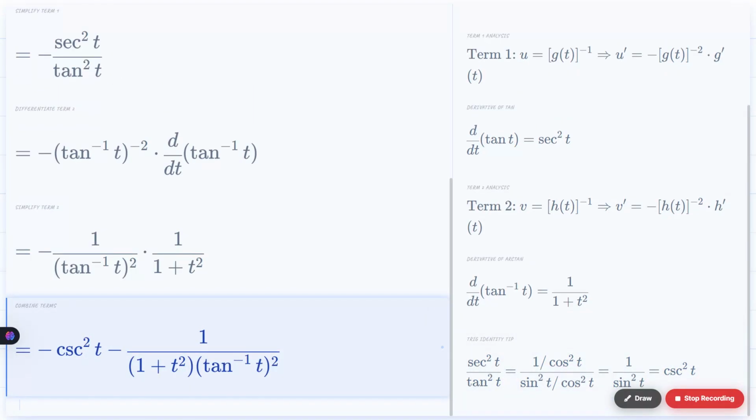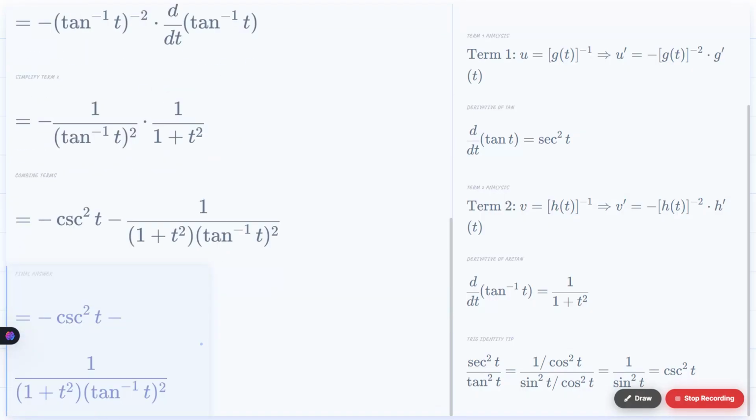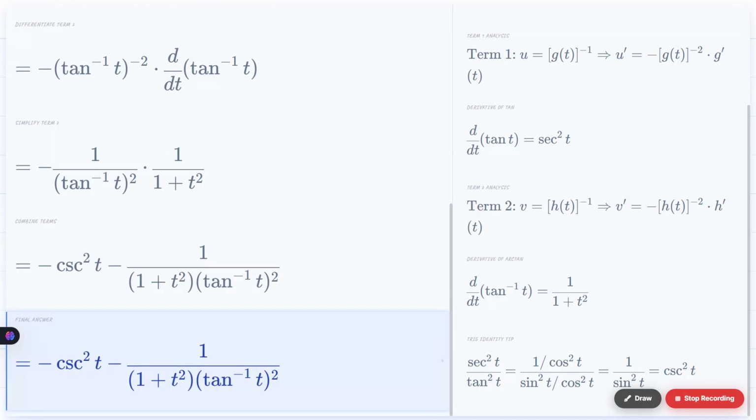We combine both simplified parts into one long line. We do this to see our full answer together. We are putting the two pieces of our sum back together. We write the final answer as negative cosecant squared minus 1 divided by the quantity 1 plus squared times arctan squared. We do this to show the completed work. This is the result of all our steps.